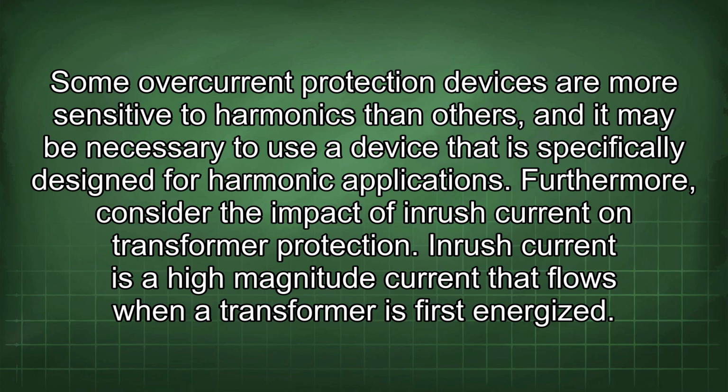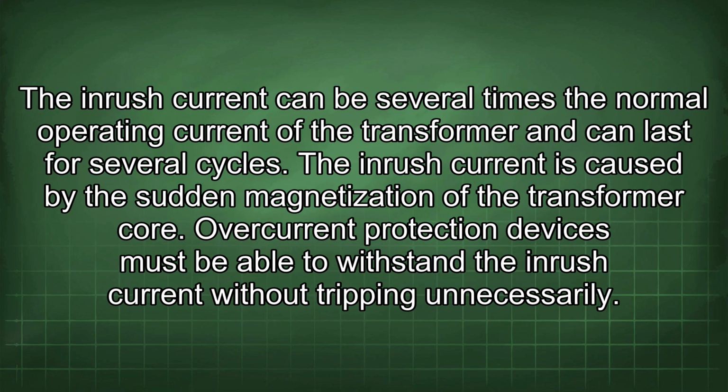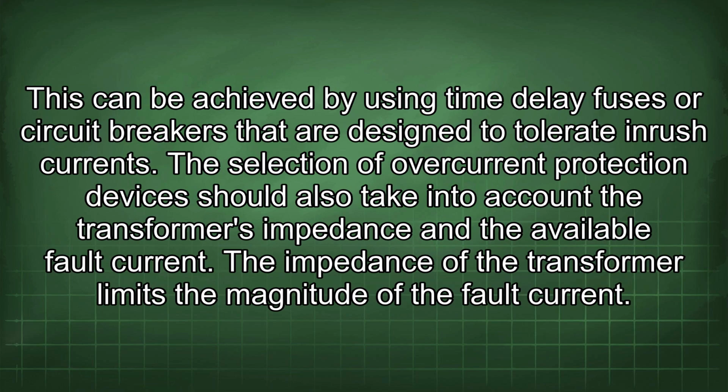Furthermore, consider the impact of inrush current on transformer protection. Inrush current is a high-magnitude current that flows when a transformer is first energized. The inrush current can be several times the normal operating current of the transformer and can last for several cycles. It is caused by the sudden magnetization of the transformer core. Overcurrent protection devices must be able to withstand the inrush current without tripping unnecessarily. This can be achieved by using time delay fuses or circuit breakers that are designed to tolerate inrush currents.